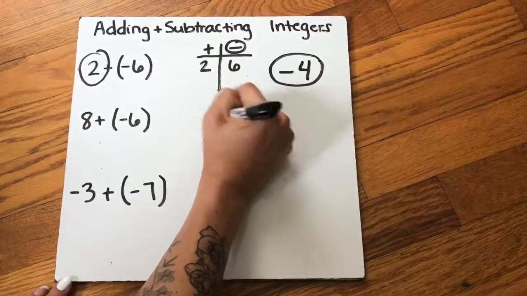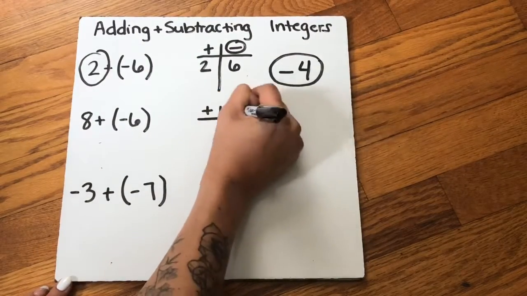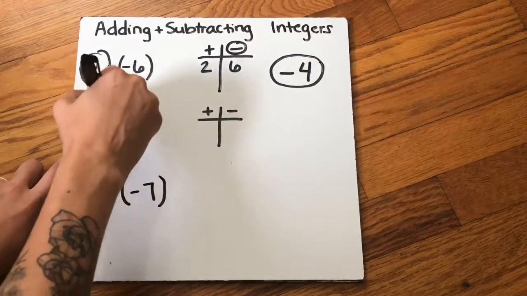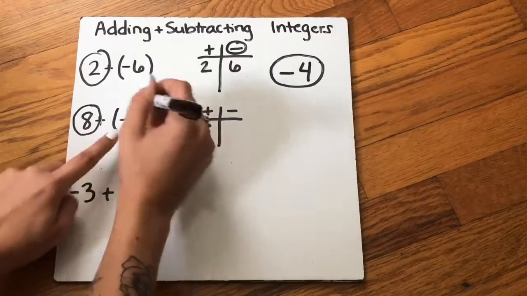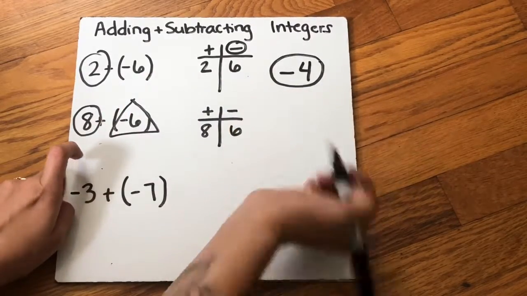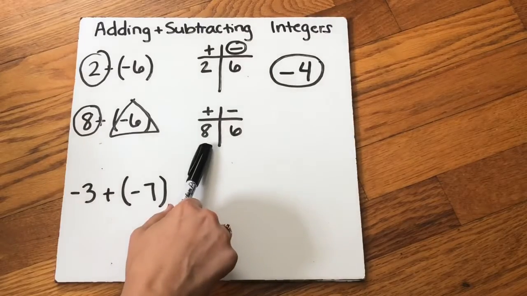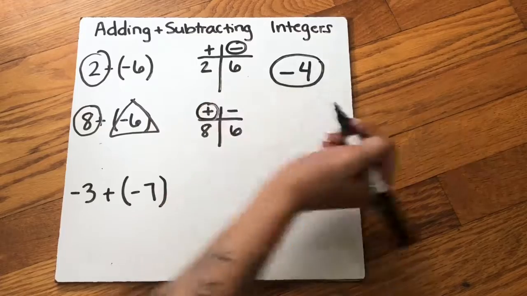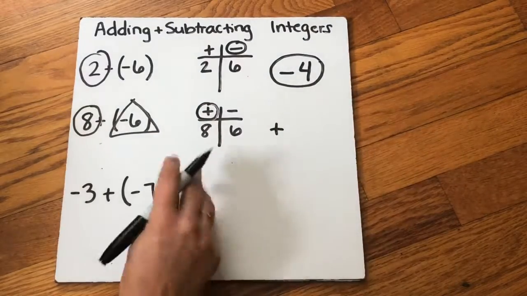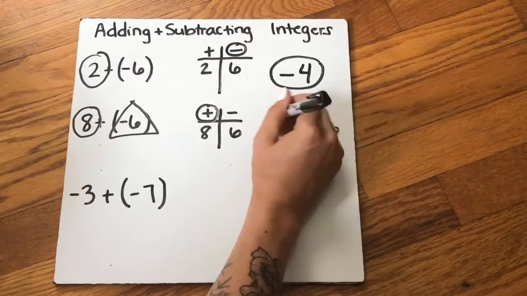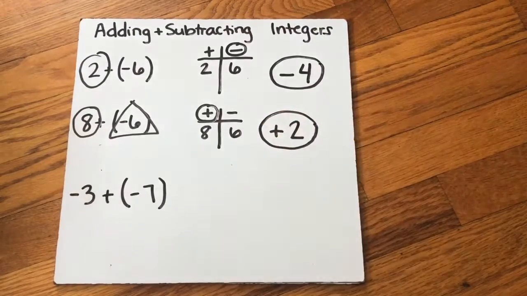Okay, let's do it again. I'm going to set up my scoreboard, my positive team, my negative team. Let's look at our problem. I have +8 and -6. So the positive team has 8 points, the negative team has 6 points. Who won this time? It was my positive team, so my answer is going to be positive, and they won by 2 points. So my answer is +2.